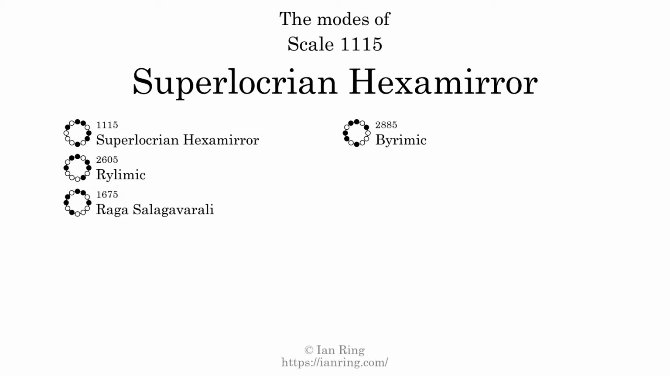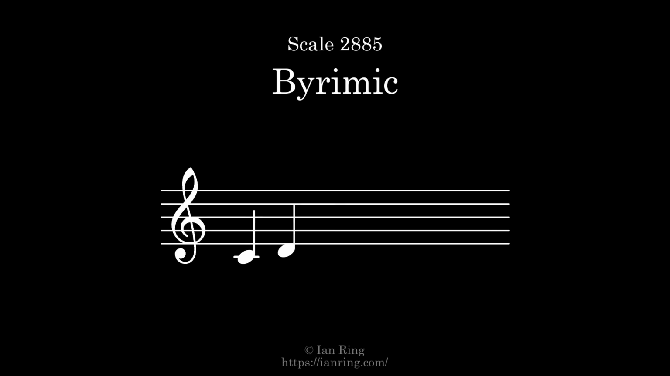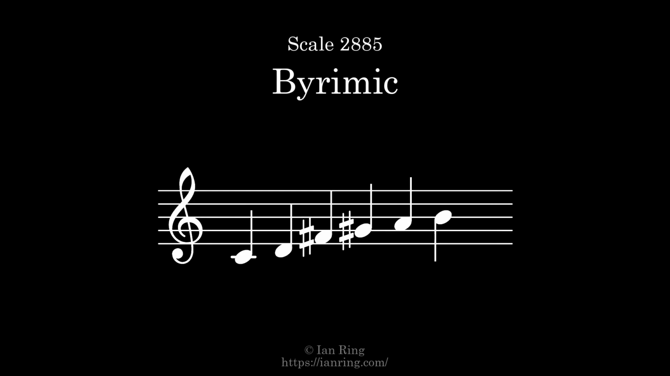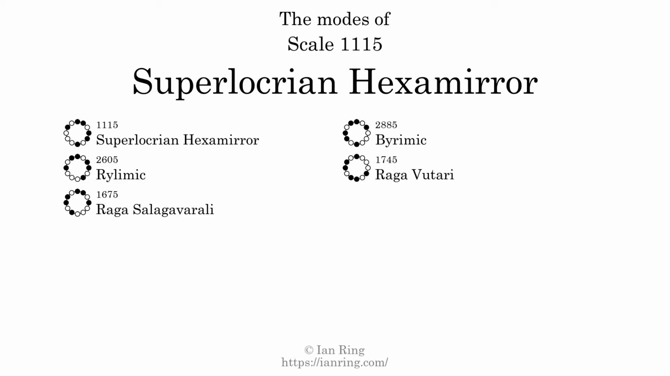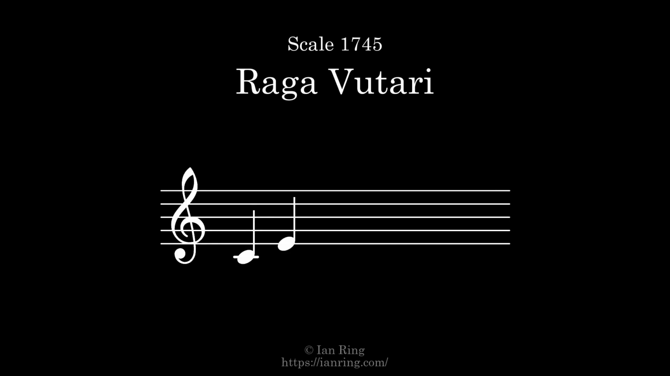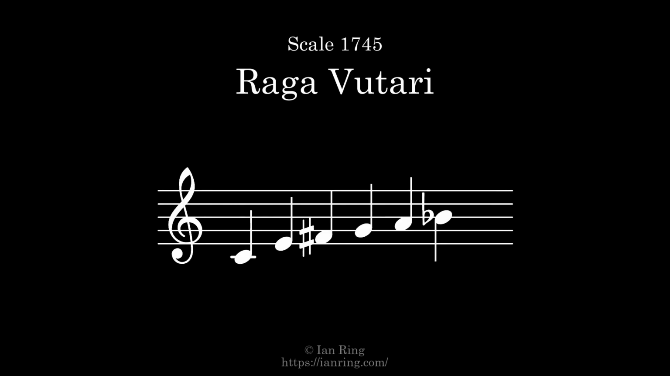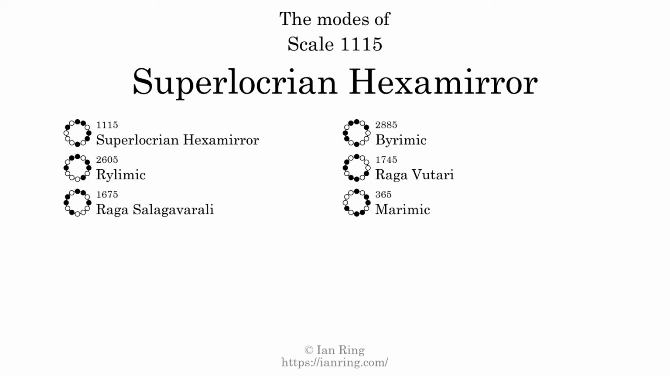The fourth mode is scale 2885, also known as Rhyolimic. It sounds like this. The fifth mode is scale 1745, also known as Raga Vutari. It sounds like this. The sixth and last mode is scale 365, also known as Rhyolimic. It sounds like this.